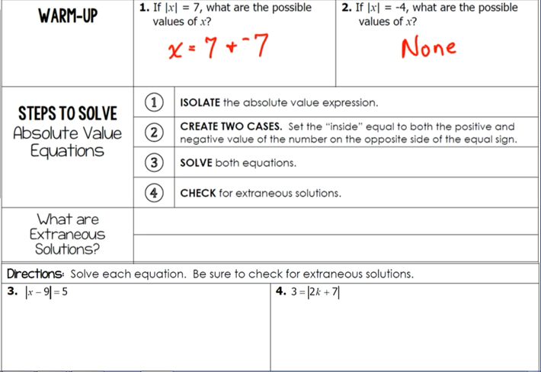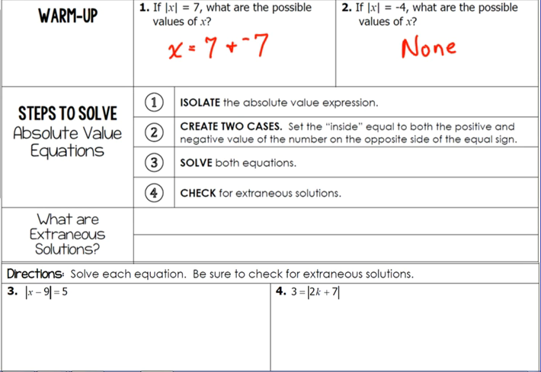Then we're going to end up with two cases because of warm-up number 1 right here. If we take the absolute value, whatever's in there can be equal to both the positive and the negative value. We're going to solve both equations, and we're going to check for extraneous solutions.